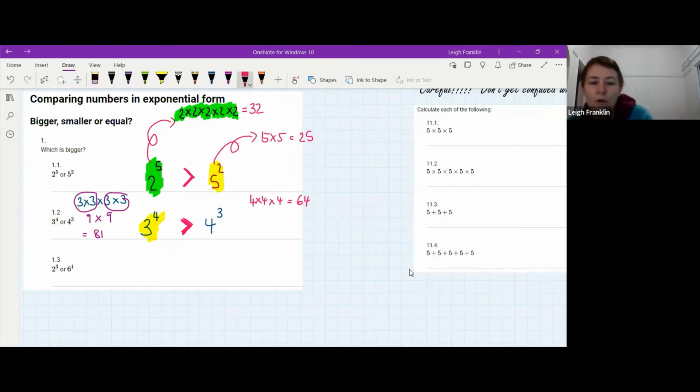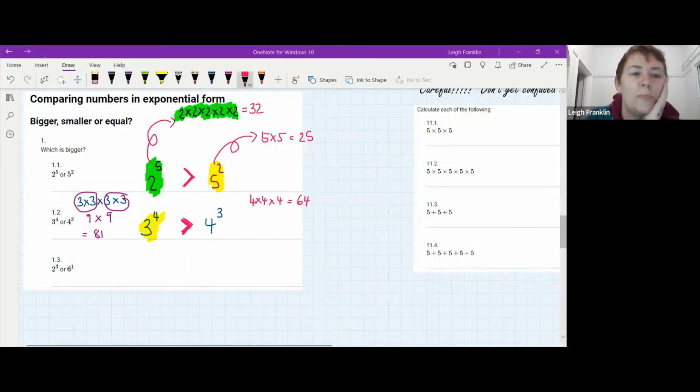Patson, we haven't heard from you this lesson. Patson, I want you to do number 1.3 for me, please. Is 2 to the power of 3 bigger, smaller, or equal to 6 to the power of 1? Ma'am, 2 to the power of 3 is bigger, ma'am.